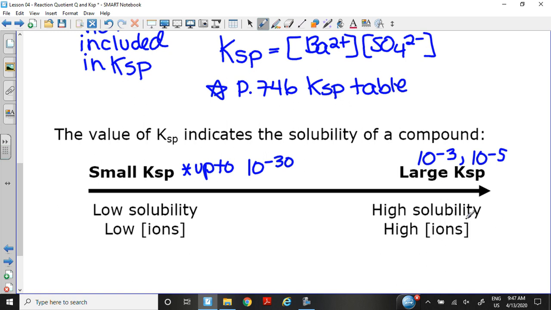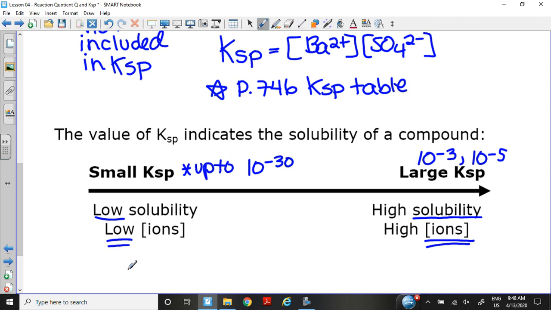And when we deal with solubility, we know that directly relates to concentration of ions. So if something's more soluble, you're going to have more ions in solution. If something's less soluble, you're going to have a lower concentration of ions in the solution. So you can even look at the KSP and decide, am I going to get a lot of ions or not when the salt actually dissolves in water.